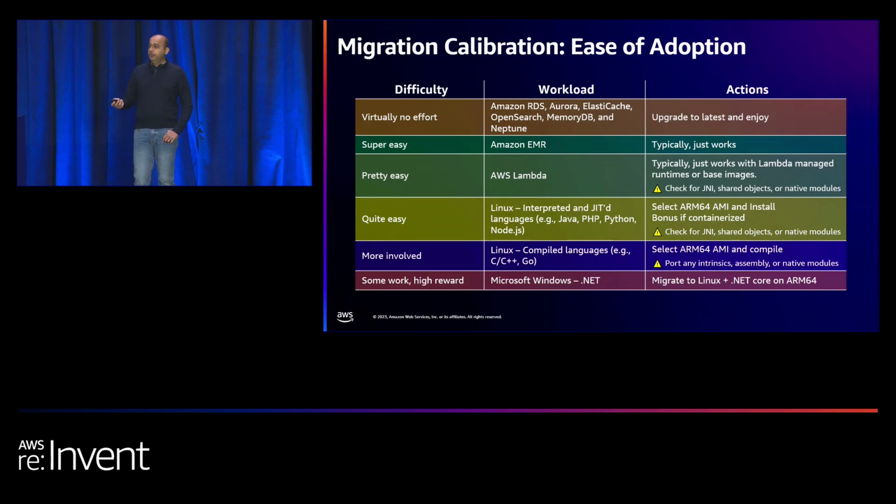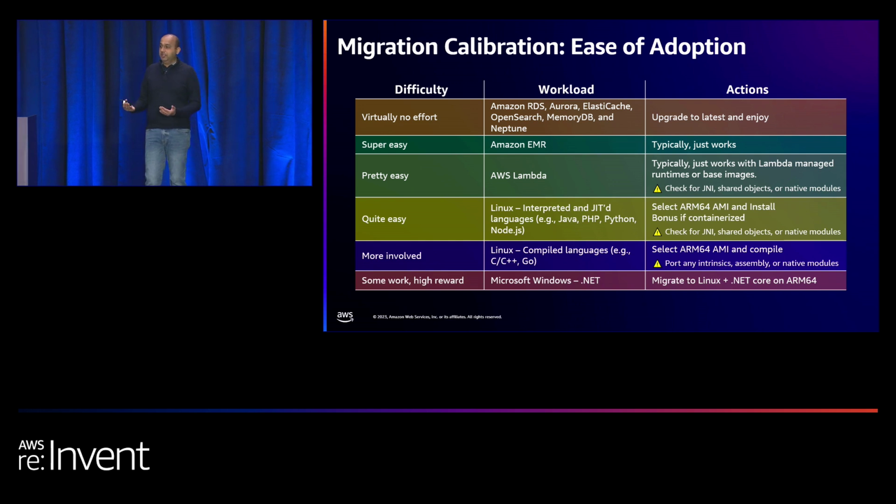A slightly different view of what we saw in the previous slide, because we get asked by a lot of our customers, hey, can we also grade this around the ease of adoption in terms of what could be low-hanging fruit? So pretty much virtually no effort to things being super easy is the managed service on-ramp, because a lot of the architectural changes are handled under the hood by the managed service.